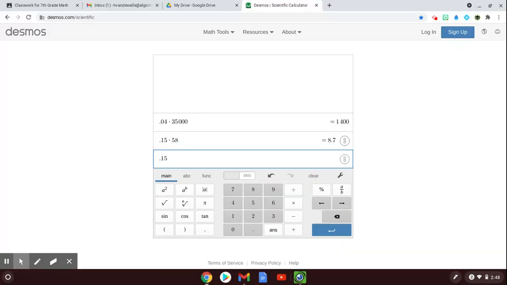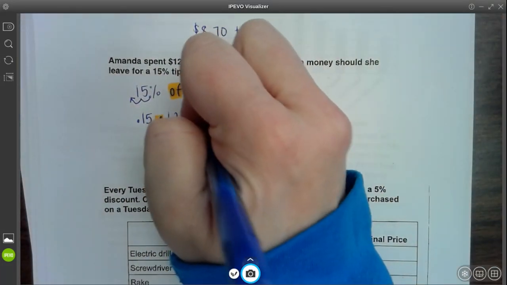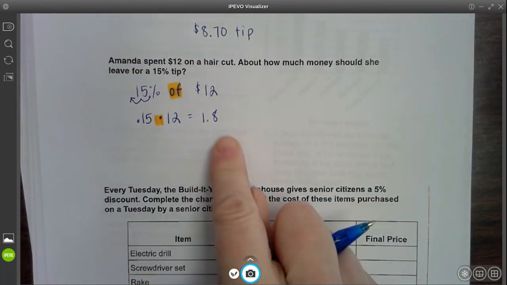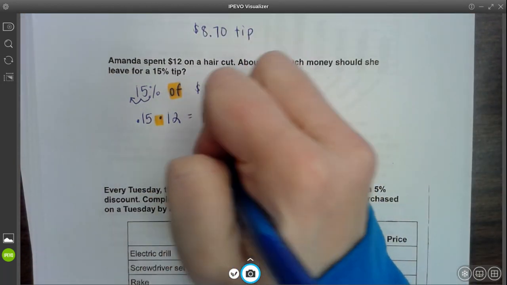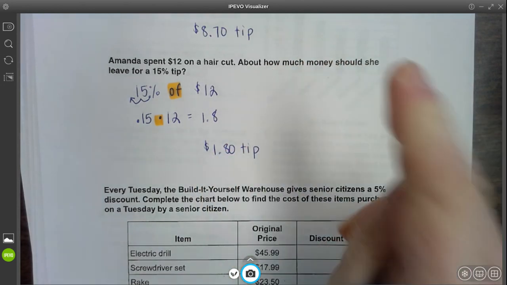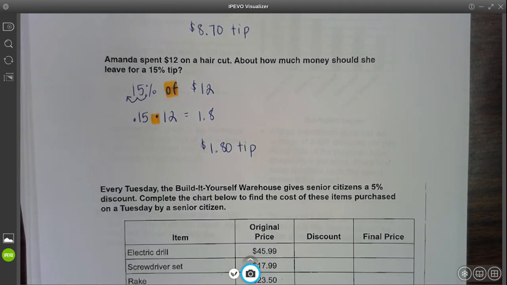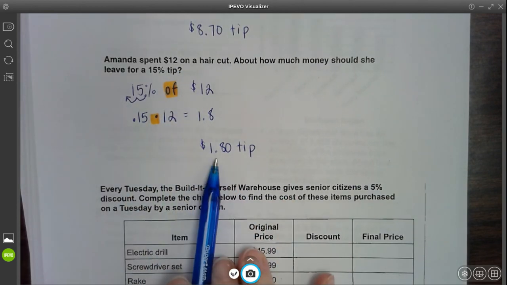0.15 times the 12 is 1.8. All right, so to write this in dollars and cents form, it would be $1.80 tip. Okay, and that's all they're asking us, how much should she leave for the tip, not how much is she going to spend total. If they asked us how much she would spend total, you're going to have to add the haircut plus the tip.